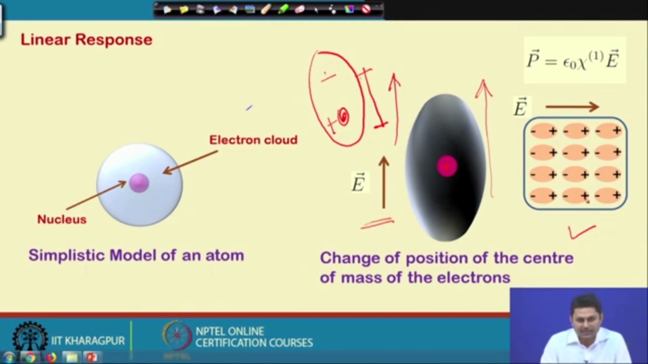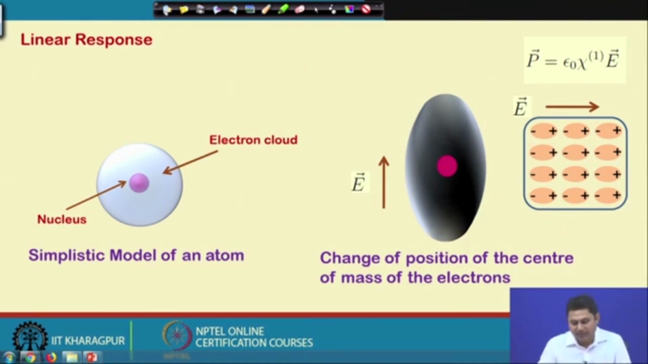We know that polarization is dipole moment per unit volume. Dipole moment is nothing but the charge multiplied by the distance. So, we have a distance here and we have an amount of charge here. So, charge multiplied by distance is our dipole moment. Dipole moment per unit volume is the polarization, and this polarization is proportional to E. At least from this equation we can see that polarization is proportional to E. So, that is why it is called the linear response.